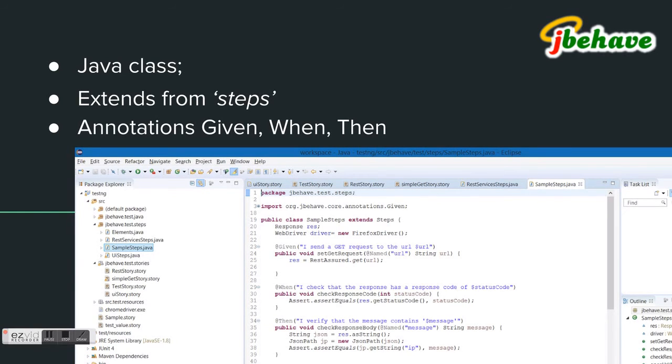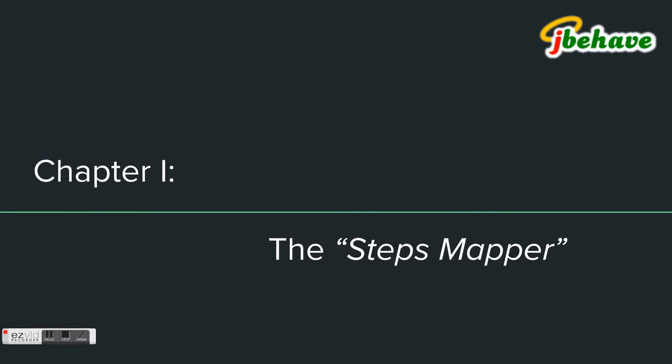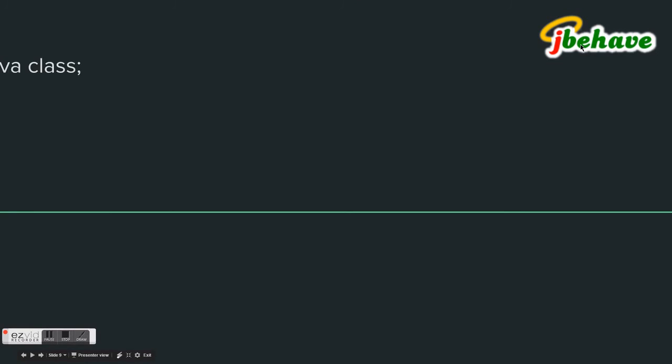Basically we now know that we have 2 files that say pretty much the same thing. In the .story file, we write the test case. In the steps file, we code the test case. And last and finally, we have this Stepsmapper.